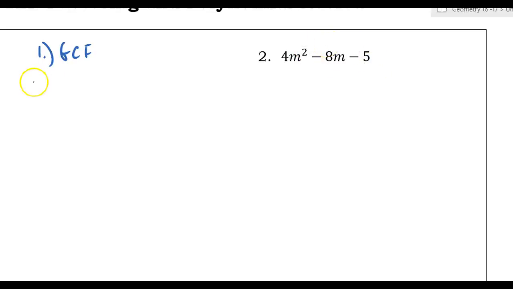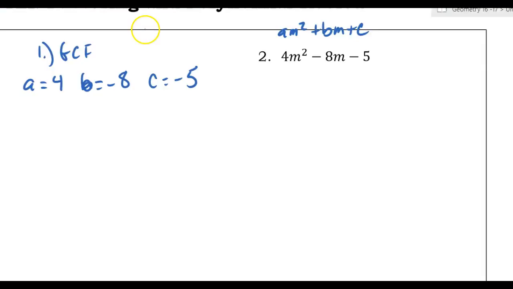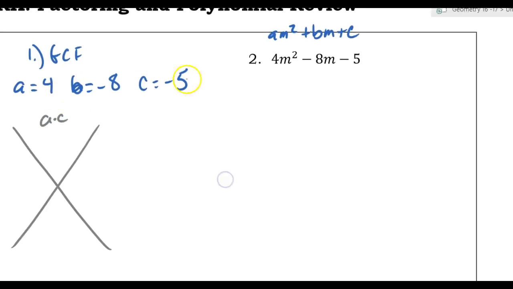If I have a 3-term polynomial or a trinomial, I want to identify what A is, what B is, and what C is. Okay, so A is 4, B is negative 8, and C is negative 5. So here goes: Am squared plus Bm plus C. So once we have our A, B, and our C, we want to use our factor boxes. A times C up here, so 4 times negative 5 is negative 20, and B down here, negative 8. So we want to find two numbers that can multiply to negative 20, but add up to negative 8.